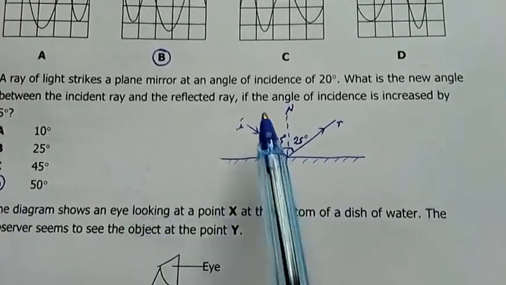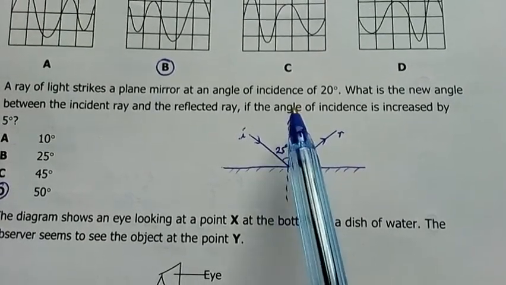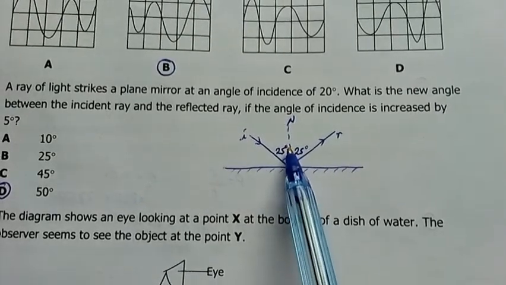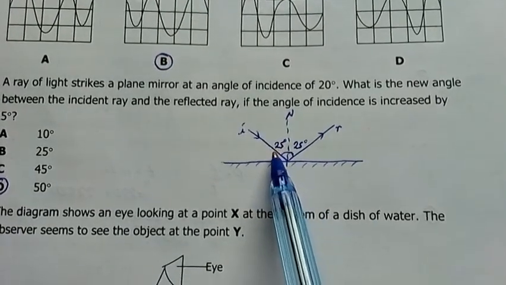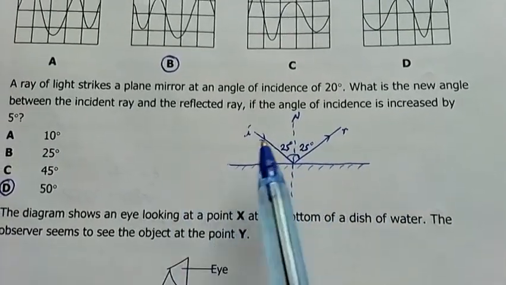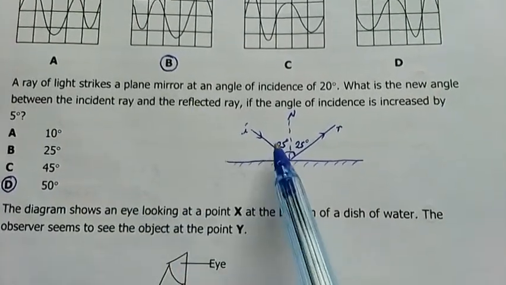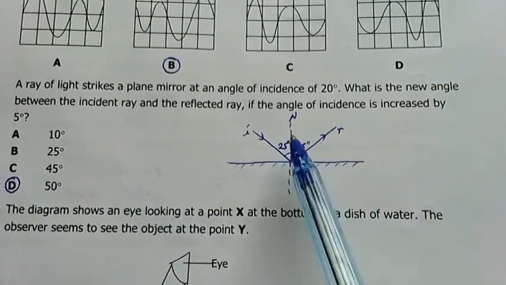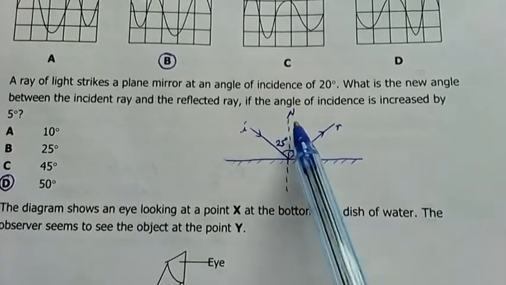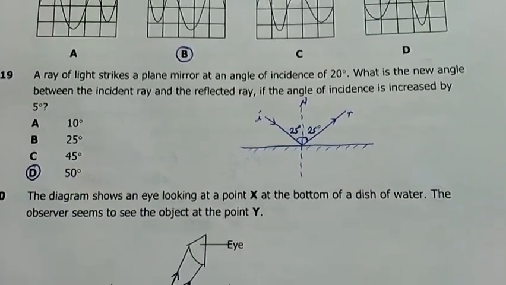This angle here at first was 20. Angles are measured against the normal, this dotted line here. So if we increase this angle by 5, it's going to be 25. And then they're asking if the angle of incidence is increased by 5 degrees, what is the new angle between the incident and reflected, meaning between the incident and the reflected? So this one will be 25 against the normal, and this one will be 25 against the normal. From there to there, total will be what? 50. Our answer is D.